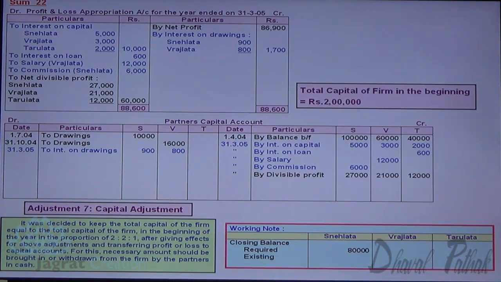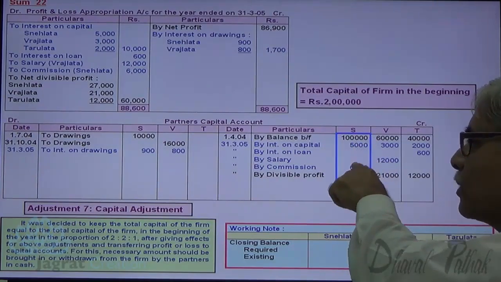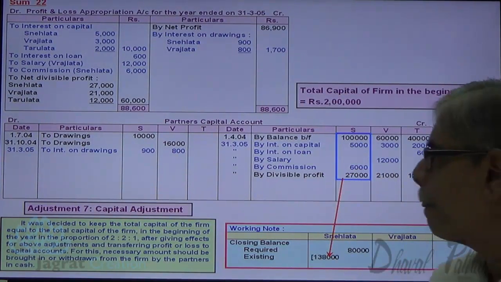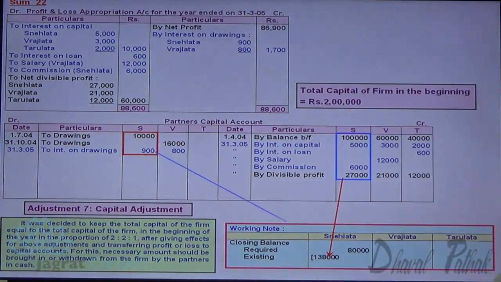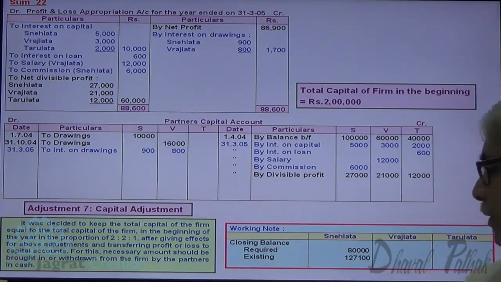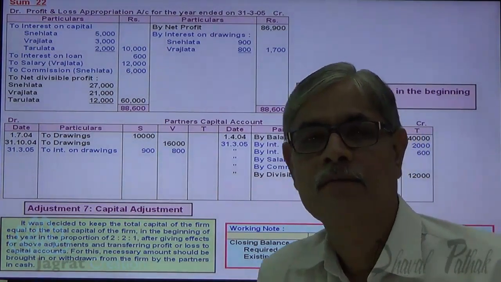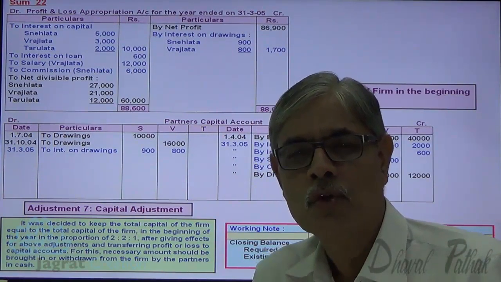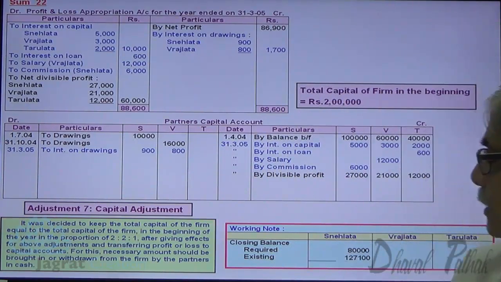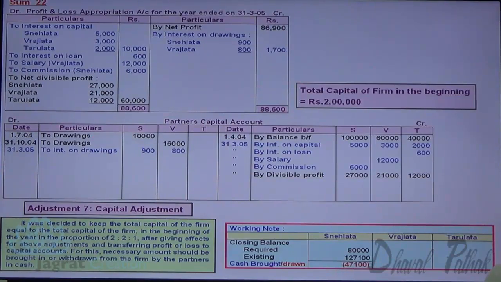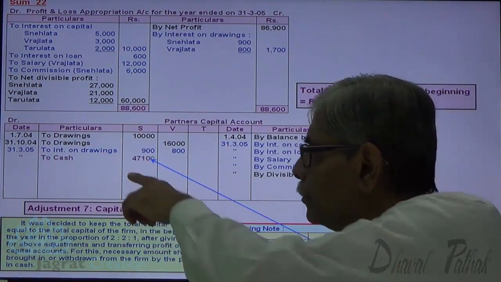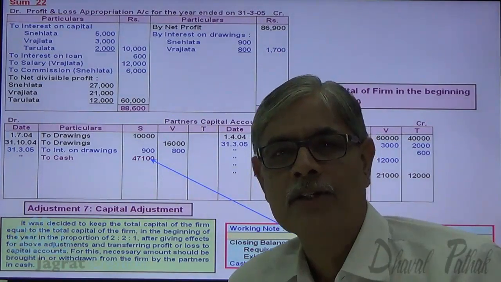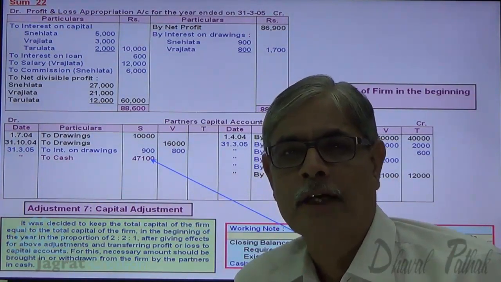The existing capital of Snehallata is the total of credits, 1 lakh plus 5,000 plus 6,000 plus 27,000, minus 10,900. That works out to be 1,27,100, which is much more. It is quite in excess of the required capital. So she will withdraw the difference. The amount drawn is 47,100. Snehallata withdraws, so Snehallata's capital account is debited 47,100. She is the receiver of cash. Debit the receiver, so partner's capital account debit, cash account credit.